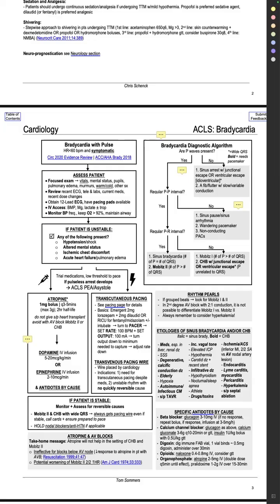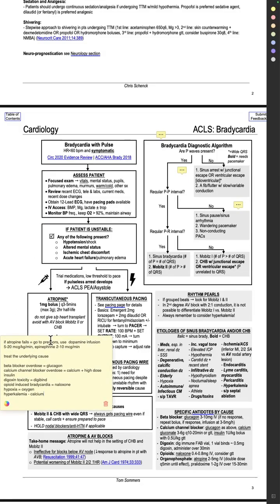And you give antidotes for any causes. Such as beta blocker overdose, you give glucagon. For calcium channel blocker overdose, you give calcium plus high dose insulin. For digoxin toxicity, you give DigiFab. For opioid-induced bradycardia, you give naloxone. For hypoxia, you give oxygen. For hyperkalemia, you give calcium.